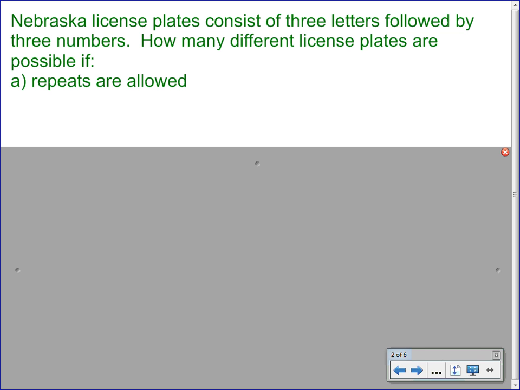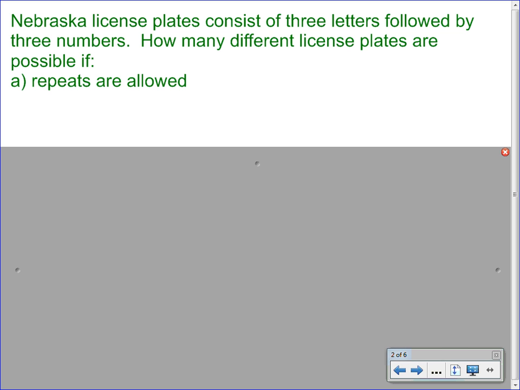Suppose license plates consist of 3 letters, 3 numbers. Now that's true for most of Nebraska. Omaha and Lincoln, 3 letters, 3 numbers. How many different license plates are possible if repeats are allowed?